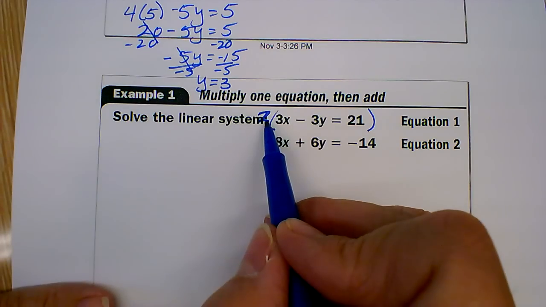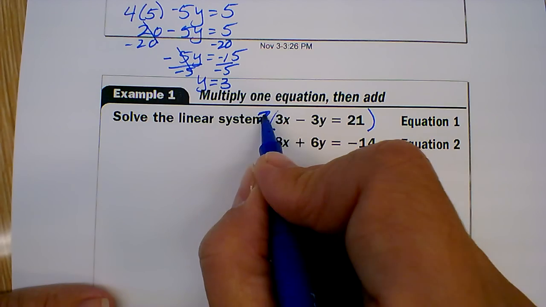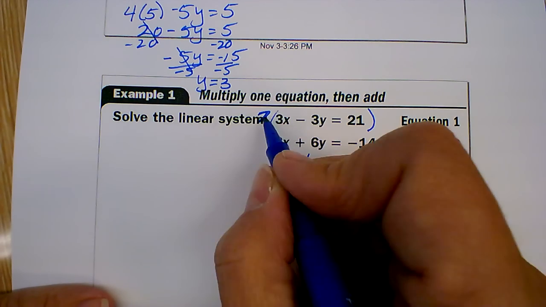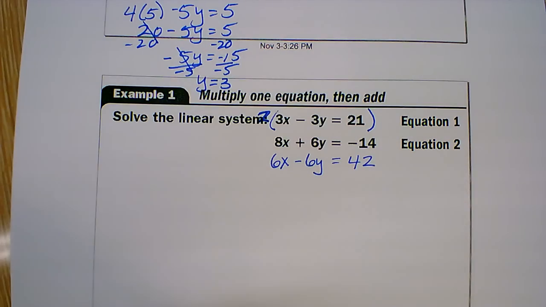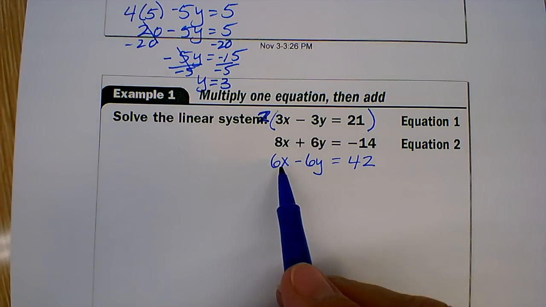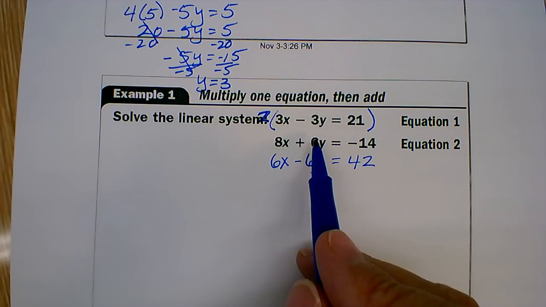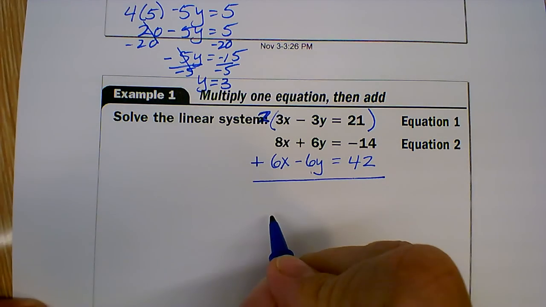That's hard to see, so I'm going to do that. I'm going to say 2 times 3x gives me 6x. 2 times negative 3y gives me negative 6y. And 2 times 21 gives me 42. Now you'll notice I'm using equation 2, and I'm using my new rewritten version of equation 1. And now I can eliminate my y's just by adding the two equations together.